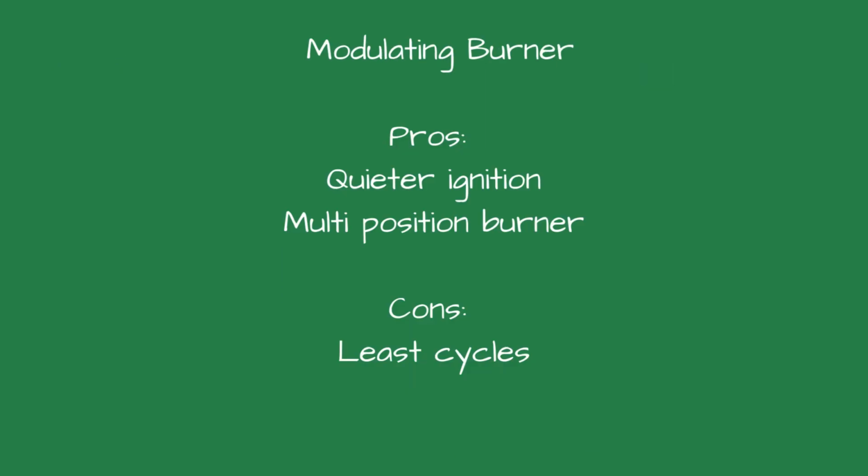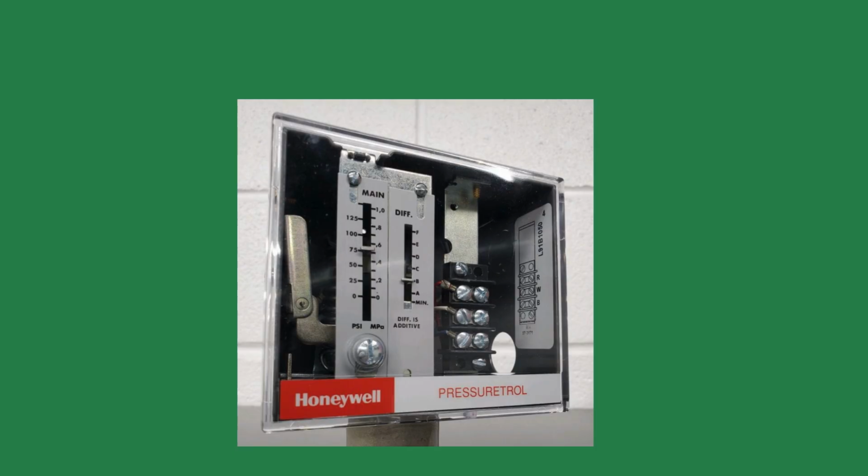The modulating burner. This burner will start at low fire and then travel to high fire until it reaches a firing rate control set point. At that set point, it will vary the firing rate anywhere from high fire to low fire, depending on the signal from the firing rate control. This is a multi-position burner.